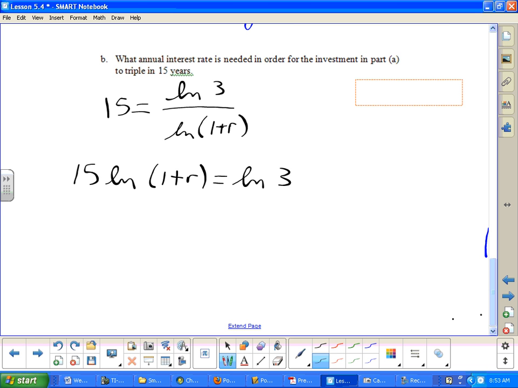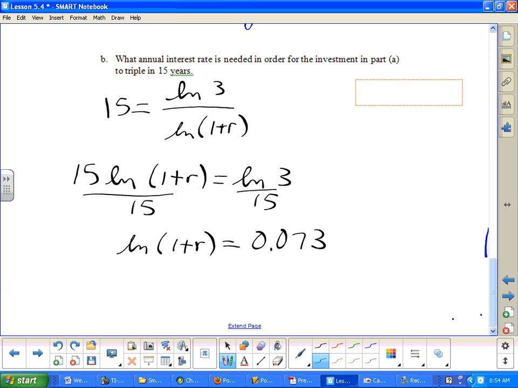Now, the natural log of 3 is just a number, because you can stick it in your calculator and find the answer. So I'll divide by 15. So the natural log of 1 plus R equals the natural log of 3 divided by 15, which is approximately 0.073.